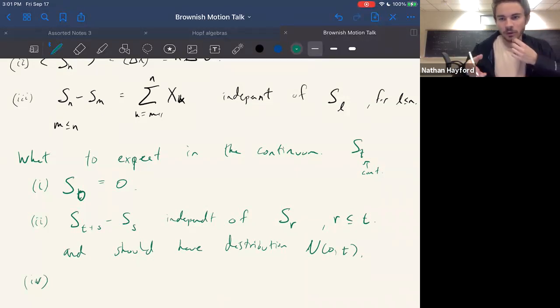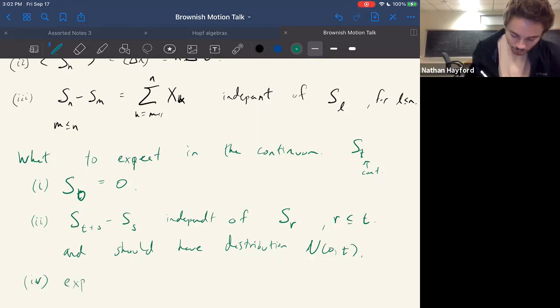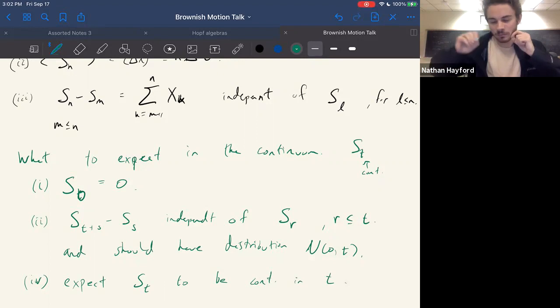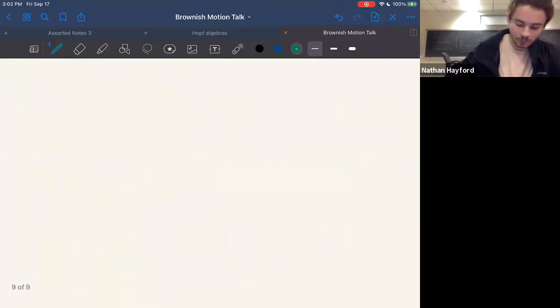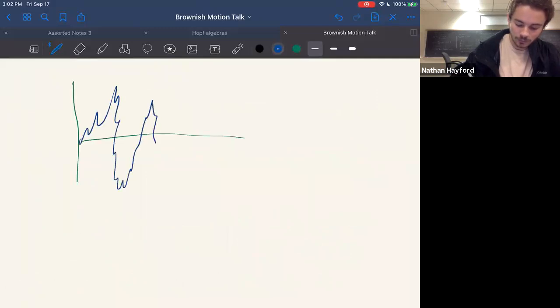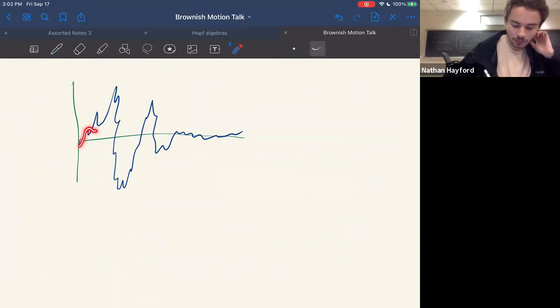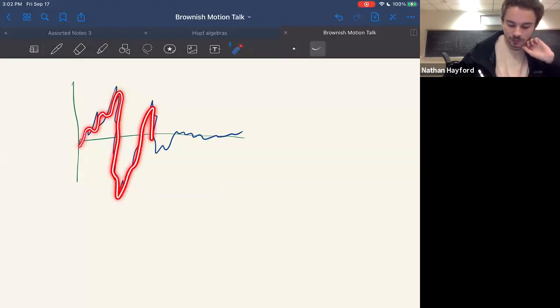And finally, something that we were taking for granted before, because it was a discrete process so continuity didn't really mean anything: we want the sample paths of this Brownian motion process to actually be continuous. So we expect S_t to be continuous in t. Now it's going to be badly continuous because it's going to be a very wiggly looking curve. If you've ever seen these pictures of Brownian motions, they look like this sort of thing. But we still expect it to be continuous. You'd still be able to trace your finger along the curve, and nothing bad should happen.